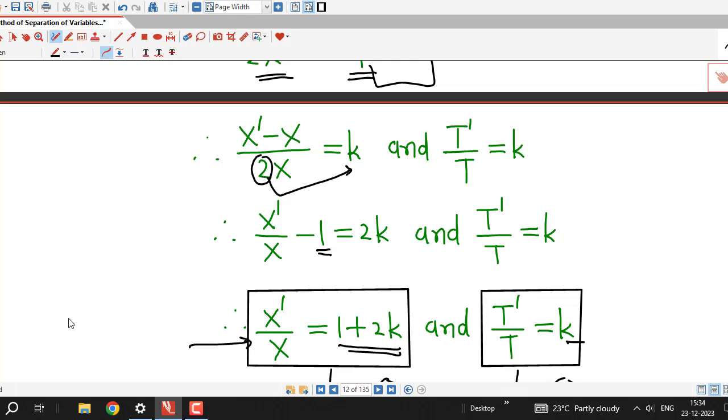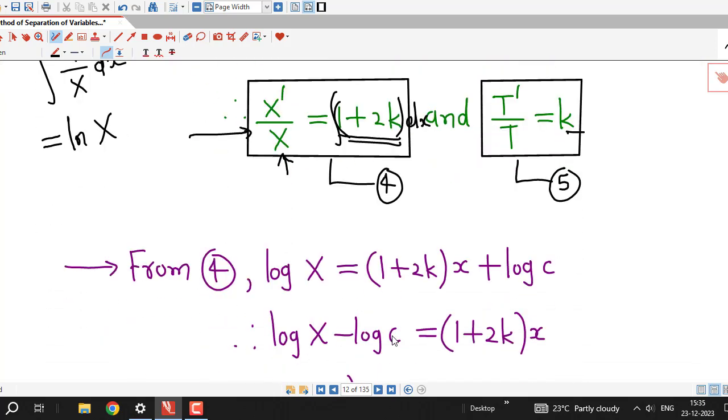This is a first order ordinary differential equation, and because we have a function of small x here, we can integrate this quantity with respect to x. So if I integrate this X dash over X with respect to x, what will I obtain? I will obtain log of X, and the integral of this with respect to x is going to be 1 plus 2k times x, that I have written here.